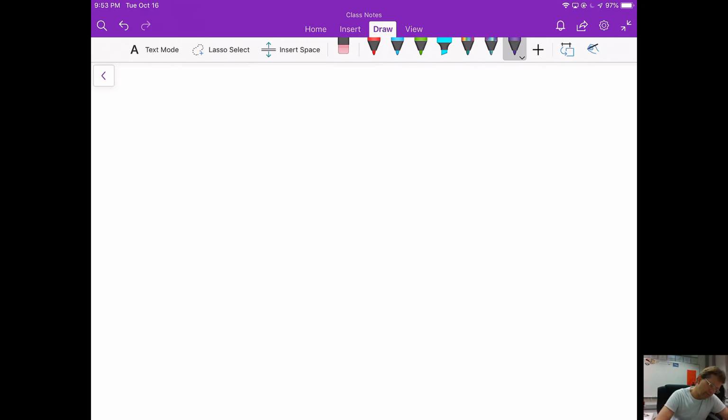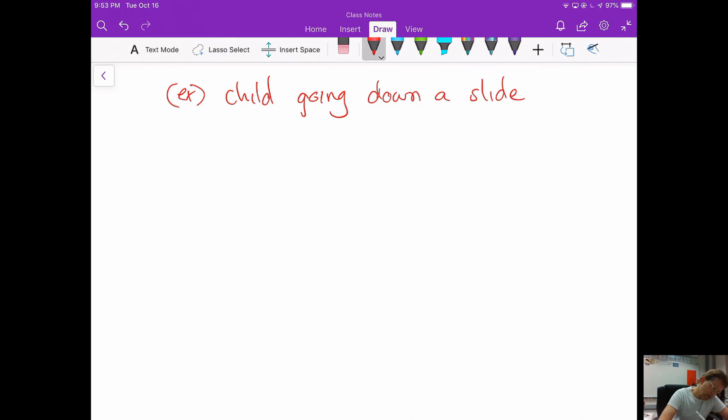Okay, let's do another problem. Let's say that we've got a child going down a slide. So, example, child going down a slide. Or it could be an adult, it could be you, down a slide. It could be a water slide.